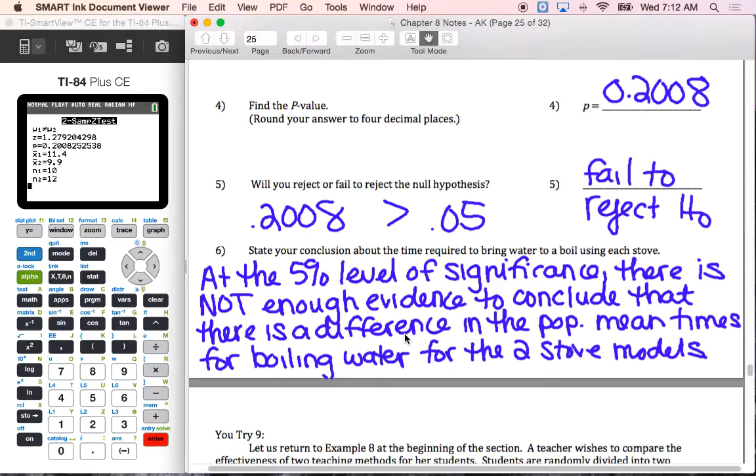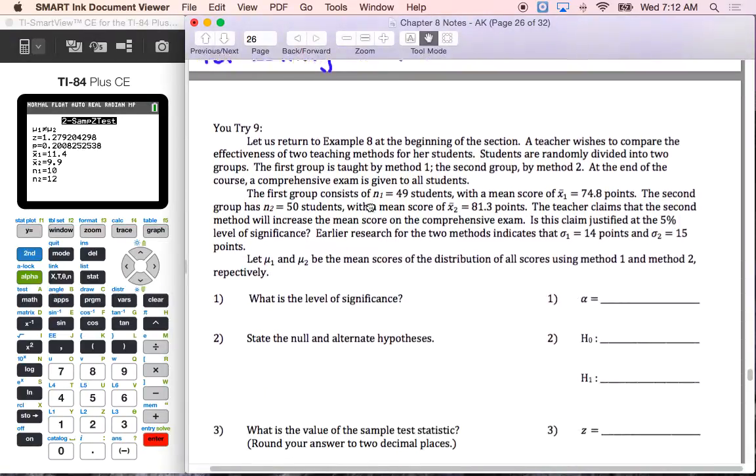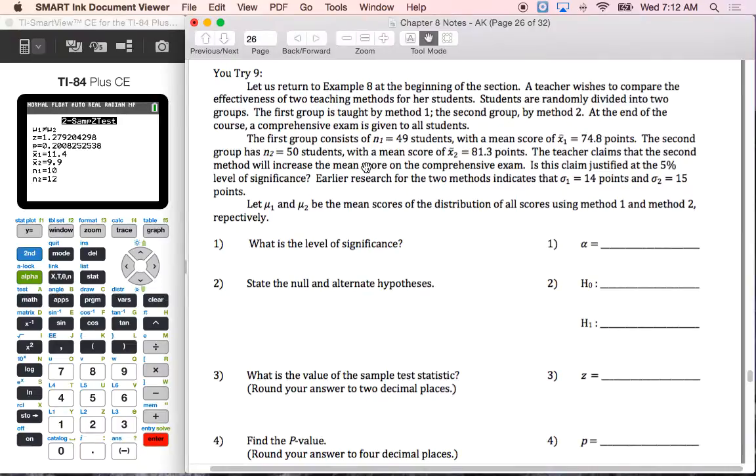So I want you to do the next one here. I'll read it over to you, and then find all your parts. So let us return to example 8 at the beginning of the section. A teacher wishes to compare the effectiveness of 2 teaching methods for her students. Students are randomly divided into 2 groups. First group taught by method 1, second group by method 2.